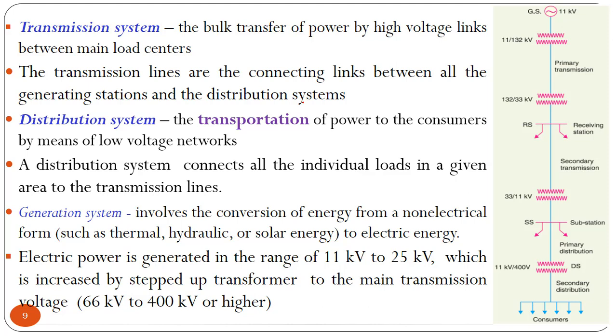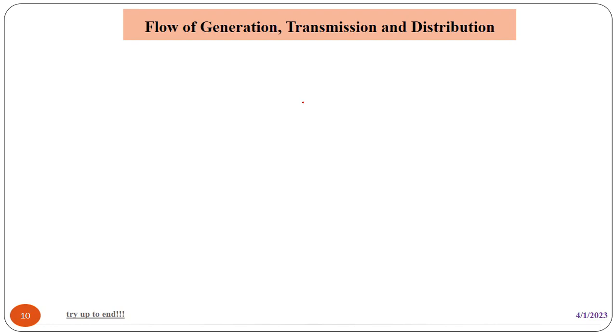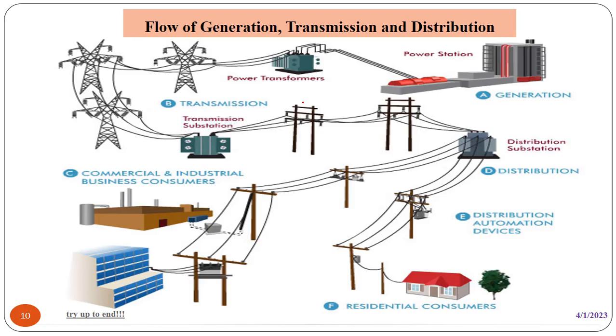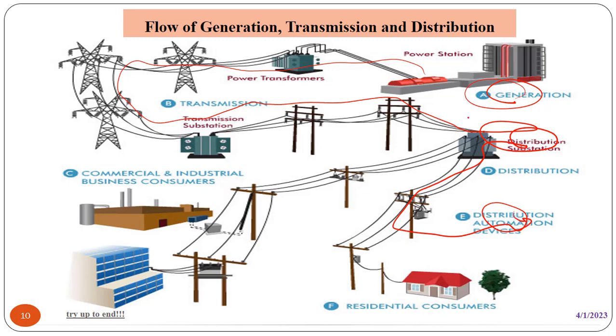Beyond this, it can't be generated because of insulation problems, so it is increased by a step-up transformer to the main transmission voltage, 66 to 400 kV or higher. So look at the flow of generation, transmission, and distribution system. There is a generation station, and it goes like this: generation, then sub-distribution, then home distribution, otherwise it goes to a factory or industries.